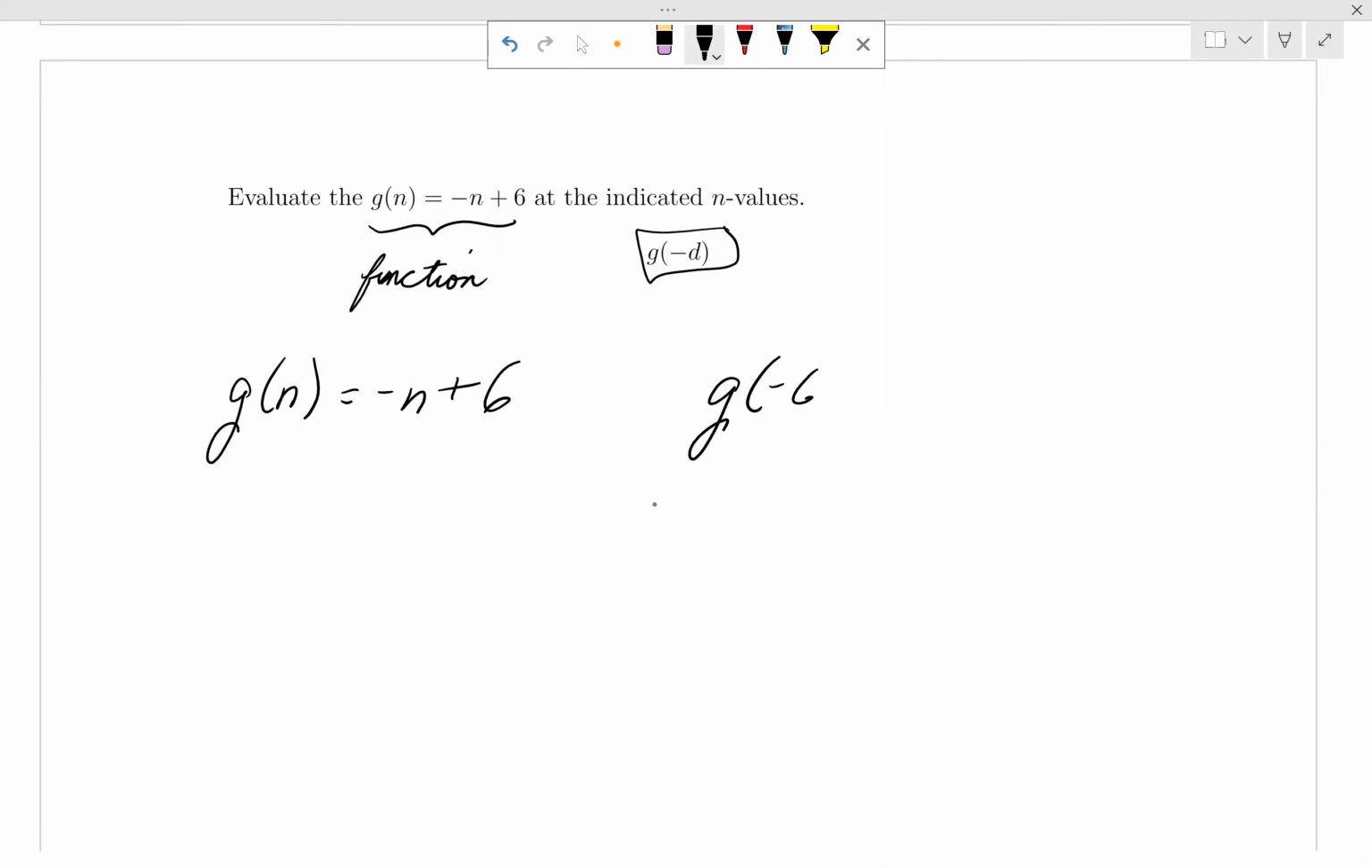g of d, g of negative d. Right? So what this means is everywhere I see an n, I'm going to plug in negative d.